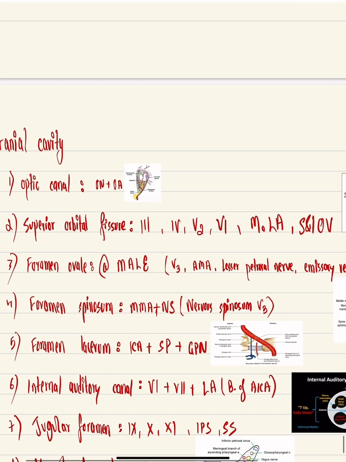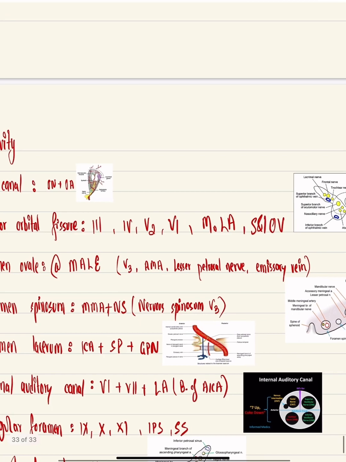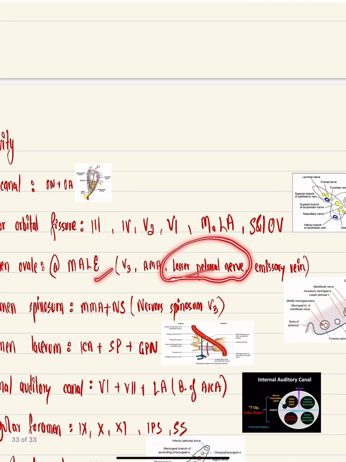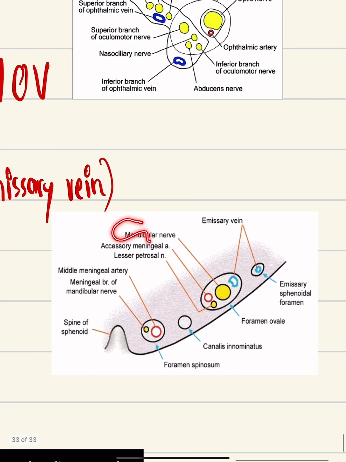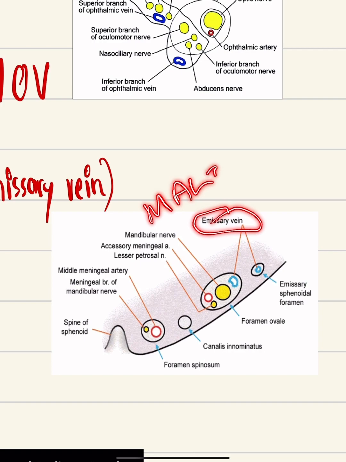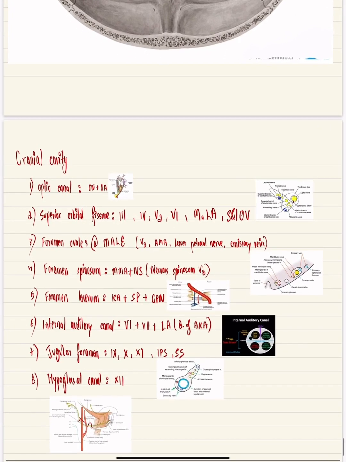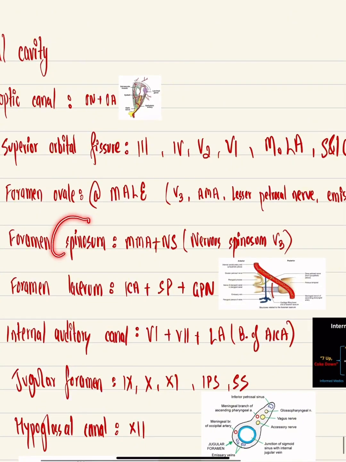And another is our foramen ovale. Its content is MALE, male, meaning M for mandibular nerve, A for accessory meningeal artery, L for lesser petrosal nerve, and E for emissary vein. You can see here mandibular nerve M, accessory meningeal artery A, lesser petrosal nerve L, E for emissary vein, MALE, male, foramen ovale.